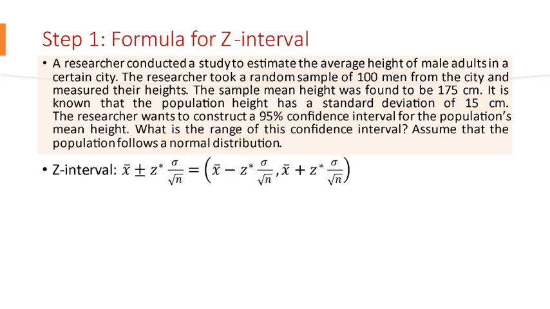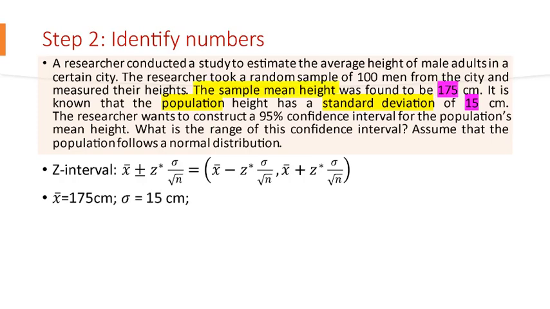Step 1. Copy the formula for confidence interval under Z procedure. You can find the Z interval formula in the formula sheet as x bar plus or minus Z star times sigma divided by the square root of n. Step 2. Identify numbers. You can identify the symbols in the Z interval formula. X bar is 175 centimeters, which is the sample mean height. Sigma is 15 centimeters, which is the population standard deviation. N is 100, the number of men sampled from the city.